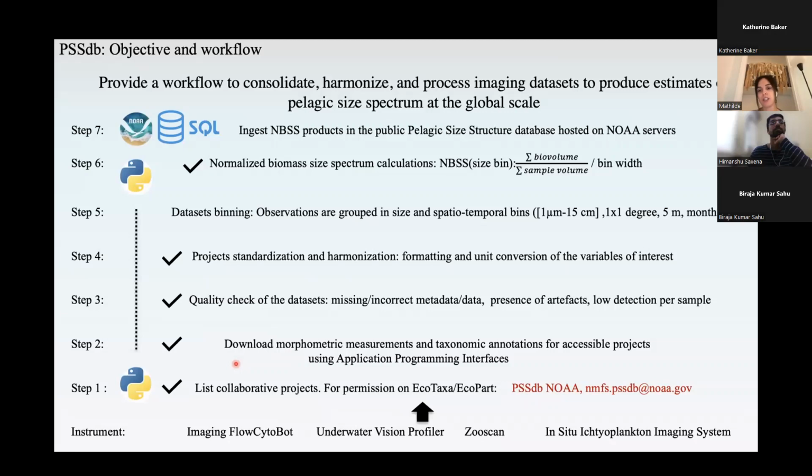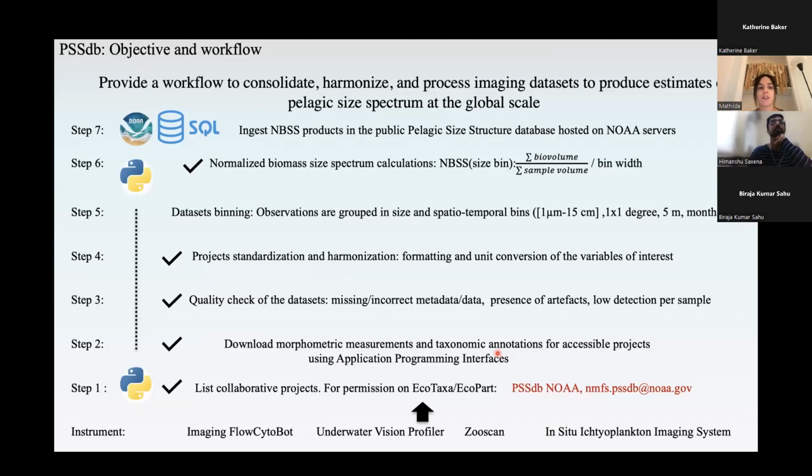The first step consists in using the API of the data source to list all projects in an automated fashion. For that, we ask people who want to collaborate with us and have data hosted on EcoTaxa or on their dashboard to give us access. So we've generated a generic account that each member of PSSdb can then use to get access to the data and export it. So that's step 1, and step 2 is just getting the data.